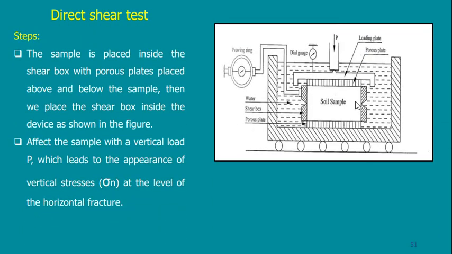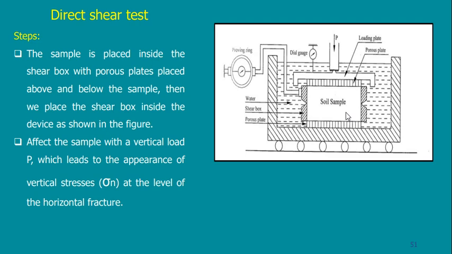This is not good because it does not give me the correct value of C and phi, because maybe it is not this plane that is causing the shear. Maybe my sample would prefer to be sheared like this, but I am forcing it to be sheared horizontally like this. So I am inducing the plane of failure, and this I don't like.